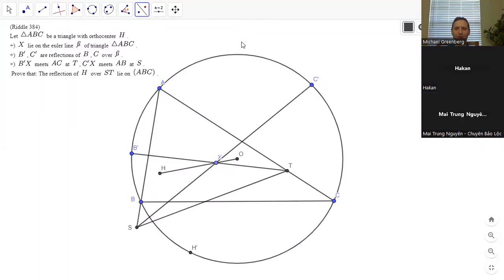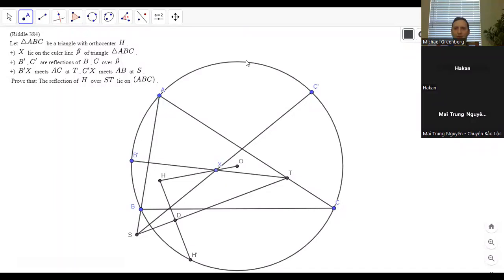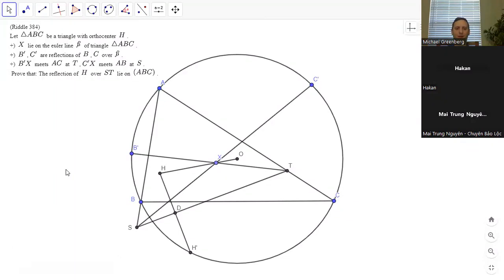So it looks like maybe there's some homothety, because a homothety about H takes the 9-point circle. Basically, we want to show that this point, the foot of the perpendicular from H to ST, lies on the 9-point circle, right? I don't know if that's okay. Huh. And also, let's think about this. So OH passes through the midpoints of these, right? So we can draw that in.